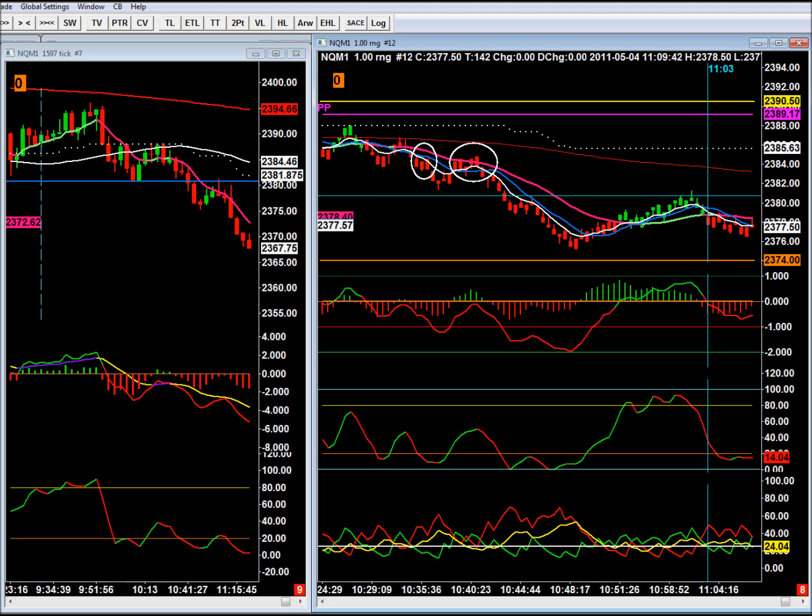Here you get a pullback entry. This is around 9:35 and 9:40. You get a pullback entry here where it pulls back to the moving average, and you can see them right here and here. But the issue is that you've got a strong area of support right below you.